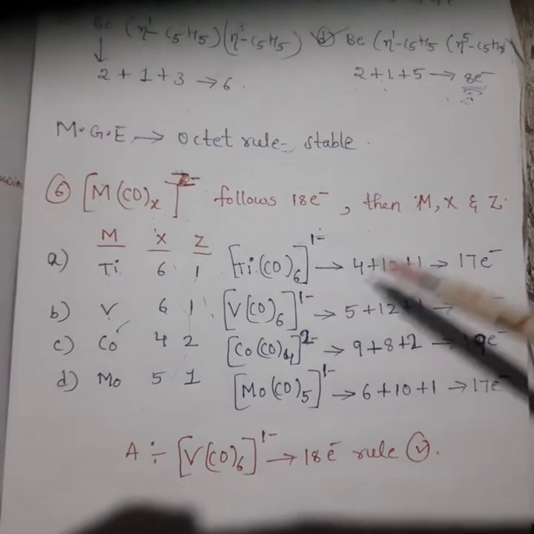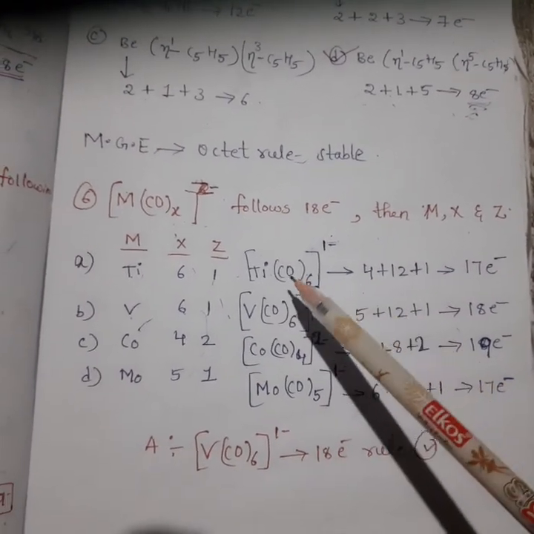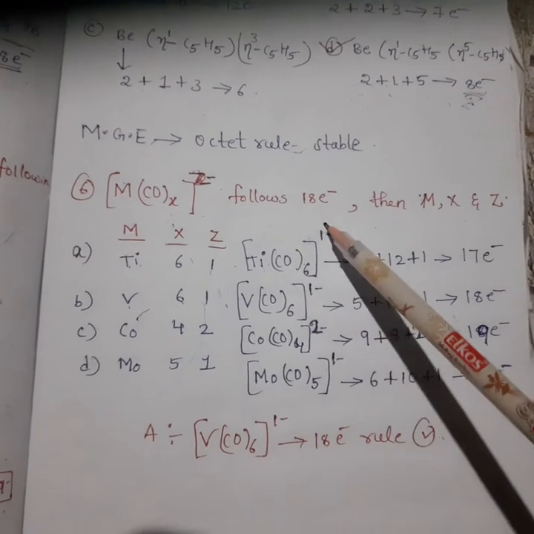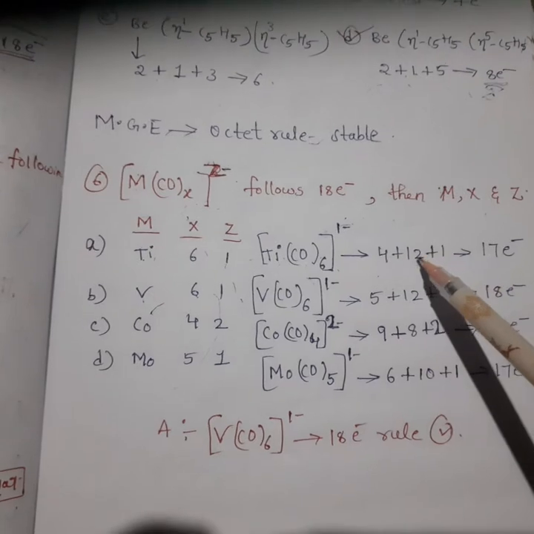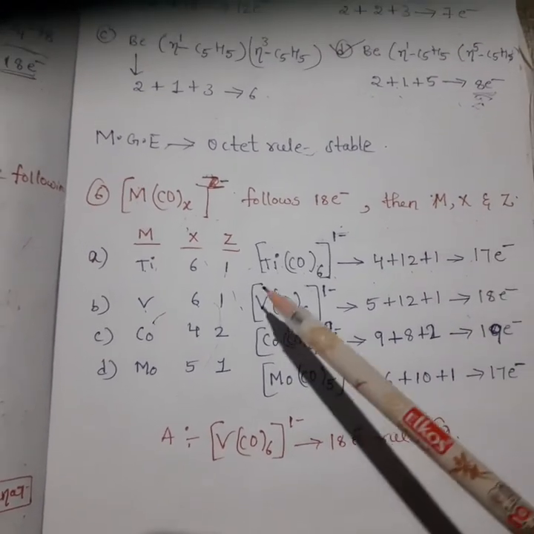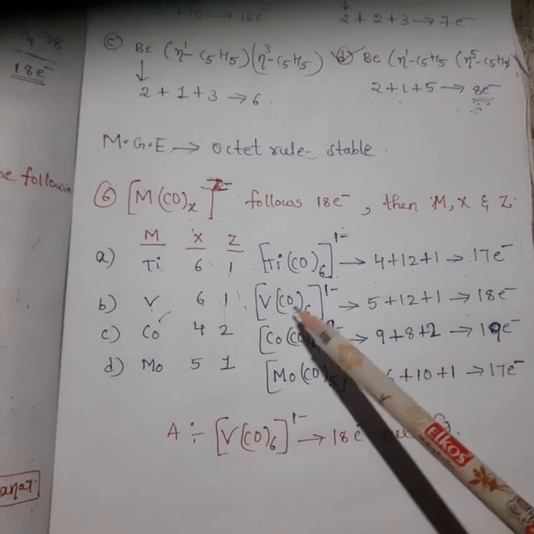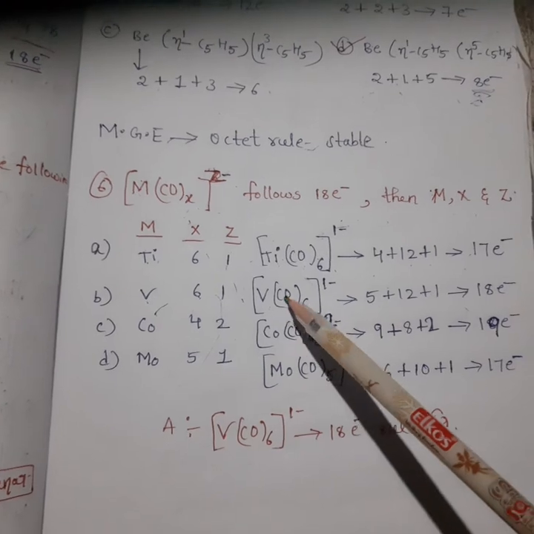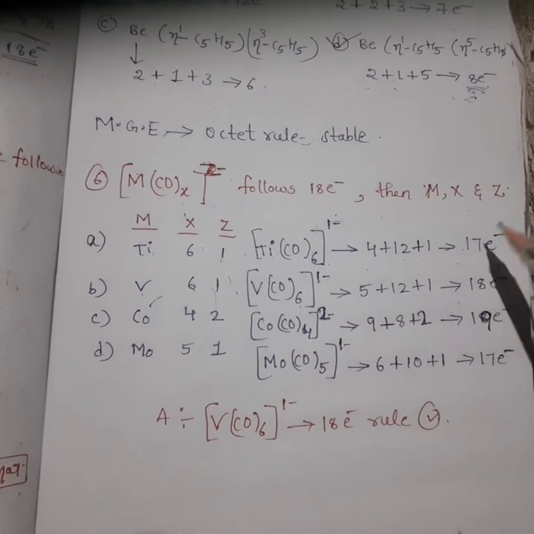Okay, let us see the electron count. The valency electrons present in titanium is 4. We know that 1 carbonyl means 2 electrons, 6 carbonyls means 12 electrons. 1 minus means here we have to add 1 electron, so plus 1. So here we will get 17 electrons. Next, valency electrons present in vanadium is 5. Okay, 6 carbonyls means 6 into 2, 12. 1 minus means here we have to add 1 electron, so 18 electrons.